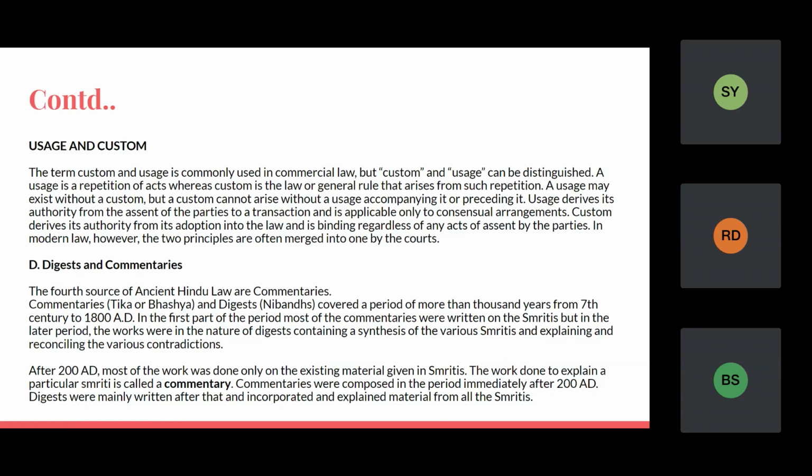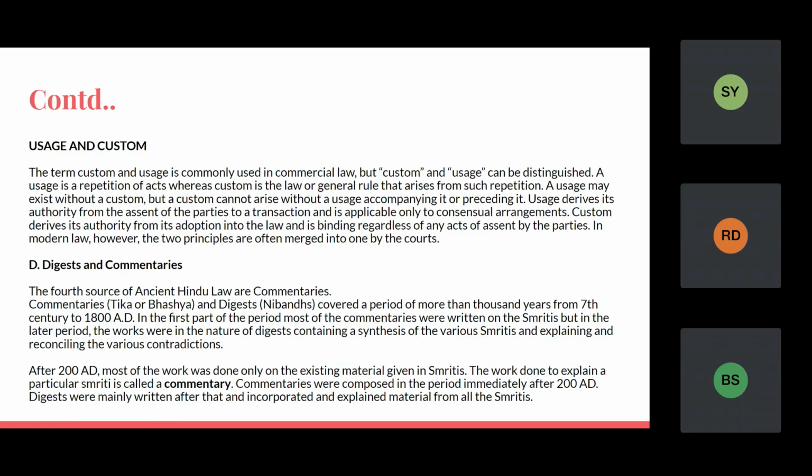A usage derives its authority from the assent of the parties to a particular transaction and is applicable only to consensual agreements, in the sense that both of the parties are agreeing. Custom derives its authority from its adoption into the law and is binding regardless of any acts or assent by the parties.